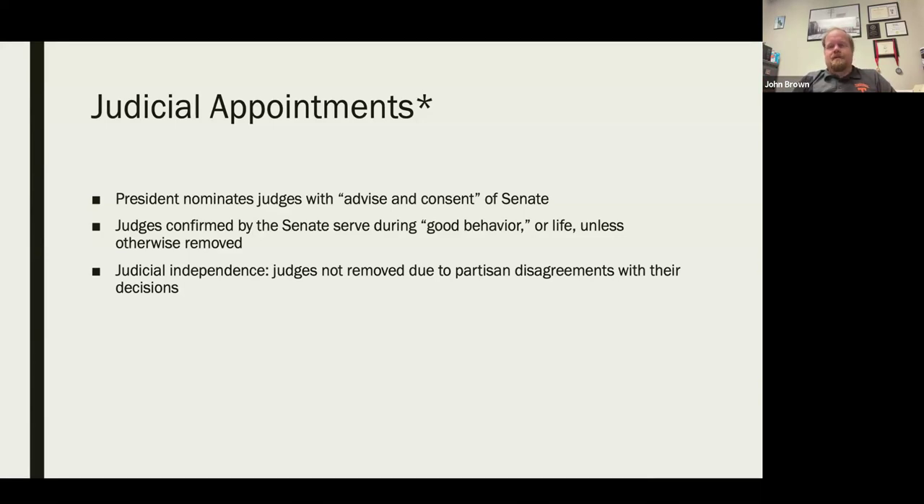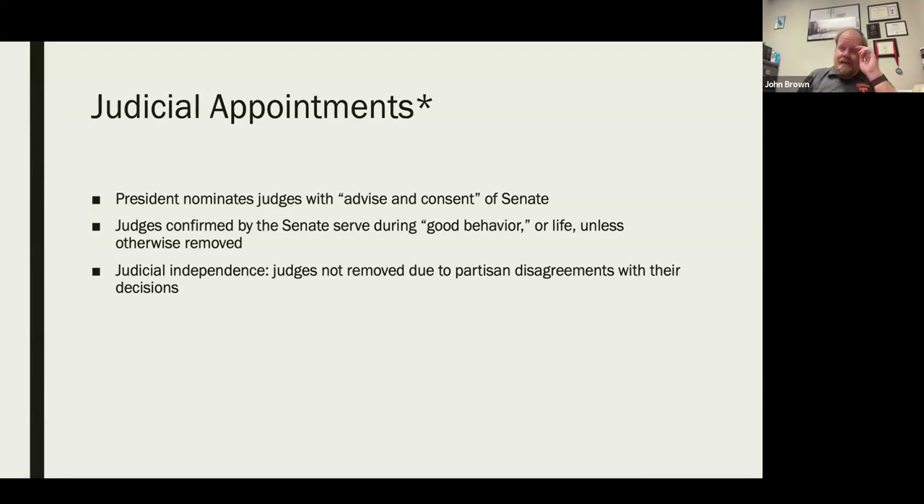So once appointed to the federal bench, you can stay there pretty much as long as you want, as long as you don't commit any crimes or anything like that. And this is the concept of judicial independence. This is the principle by which judges cannot be removed due to partisan disagreements with their decisions. So this gives judges the authority to issue rulings without having to worry about being retaliated against.